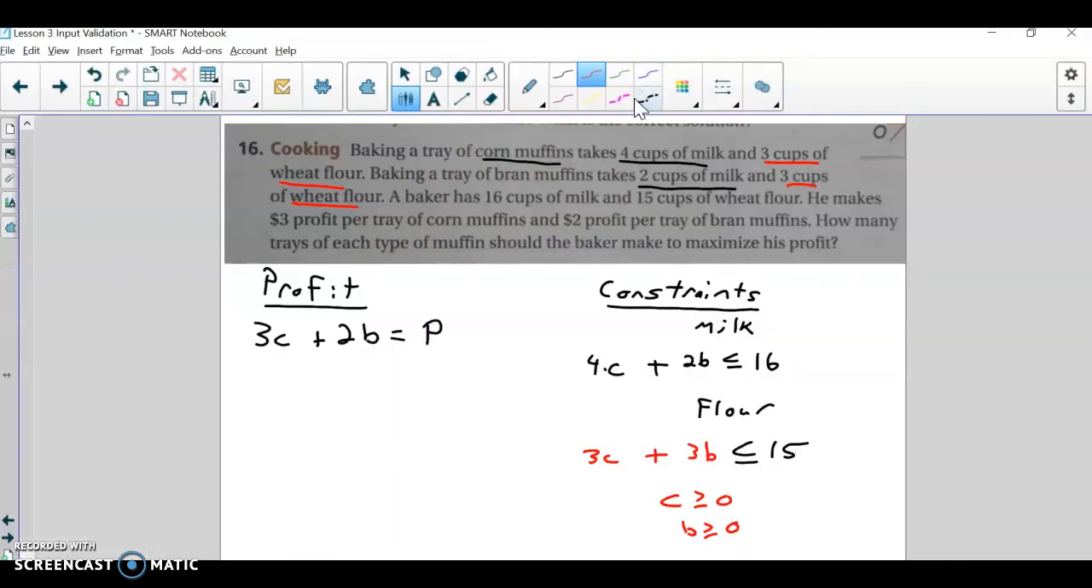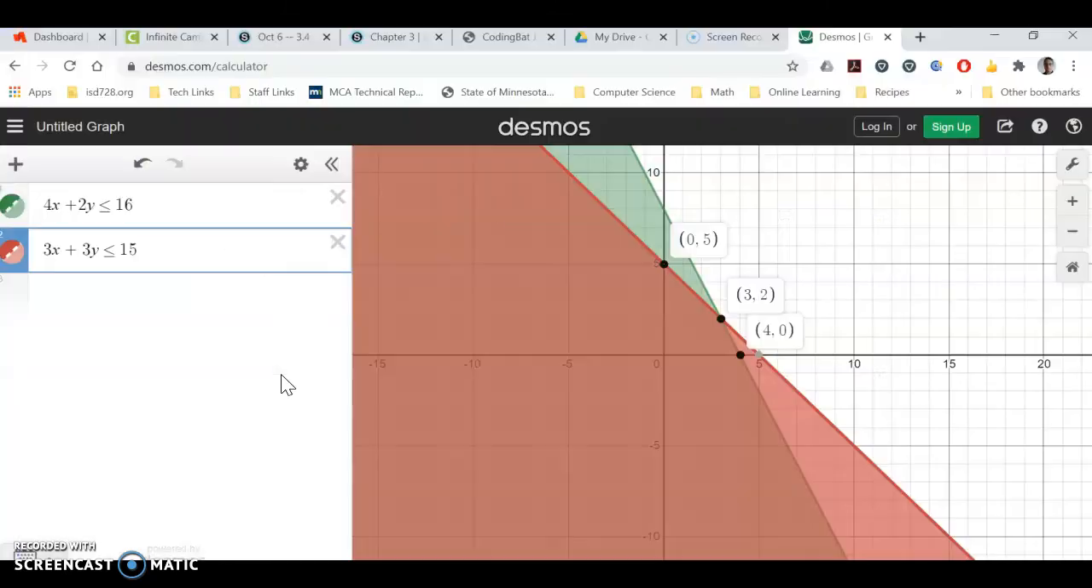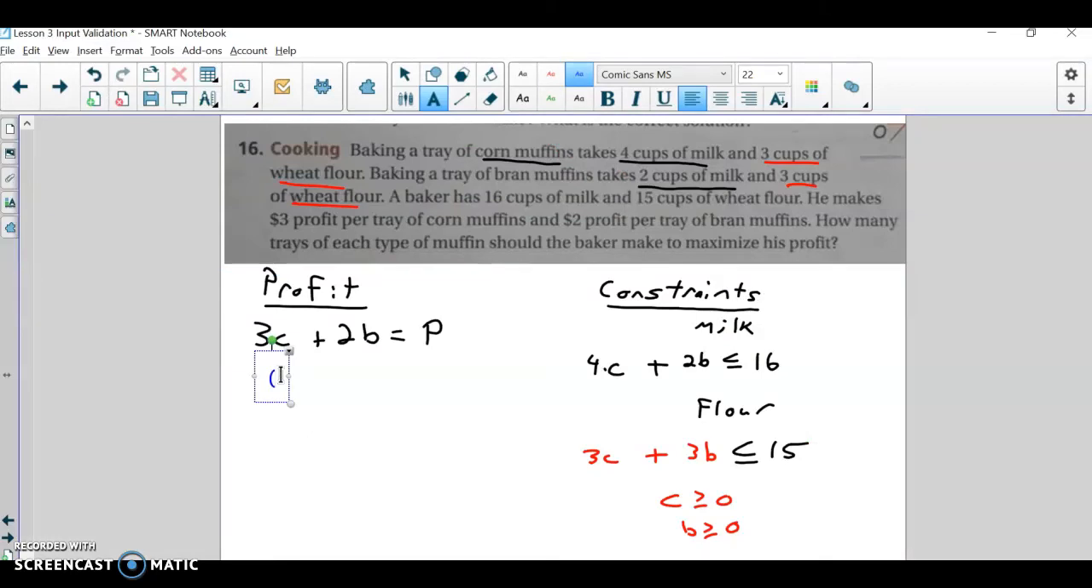Right, so if we go back to our cost function, our points were, let's see, 0, 5, 3, and 2, and then 4 corn muffins and no bran muffins. Right, so now we just go through and calculate the profit. So if we plug these in, this is all bran muffins. I don't know why you do that. You'd make only $10, and it's disgusting bran muffins.